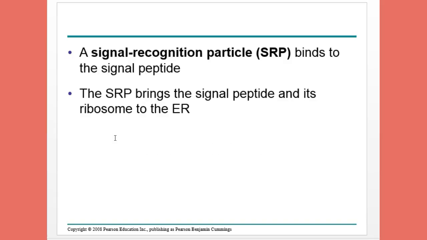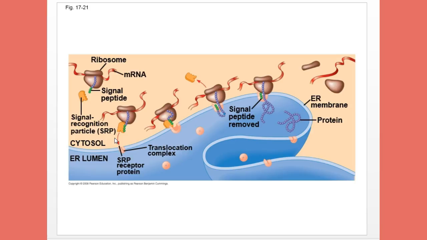A signal recognition particle, or SRP, binds to the signal peptide. The SRP brings the signal peptide and its ribosome to the ER. This figure, 3.43, shows that polypeptide synthesis begins on a free ribosome in the cytosol, as your SRP binds to the signal peptide, halting synthesis momentarily.